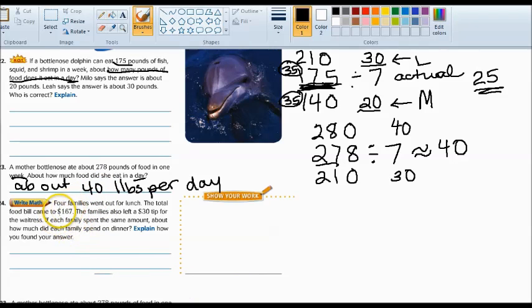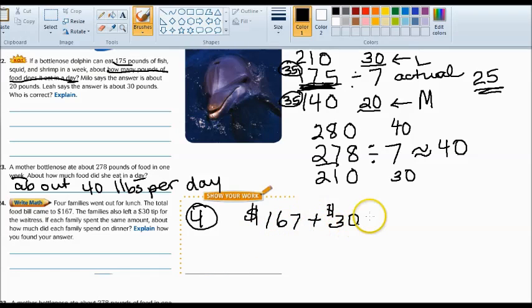Now one last one, and we're going to try it together. 4 families went out for lunch. The total food bill came to $167. I'm going to write that here. I'm going to pull that bit of information out. And I know I have 4 families. Okay? So we have $160. The family also left a $30 tip for the waitress. So to the total cost, we're going to be adding $30.